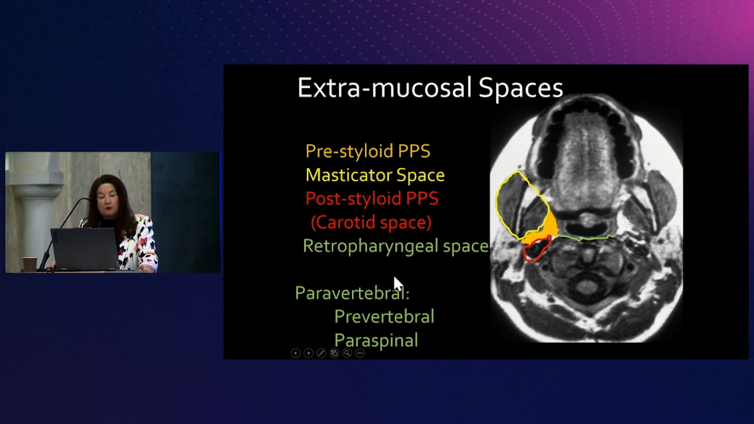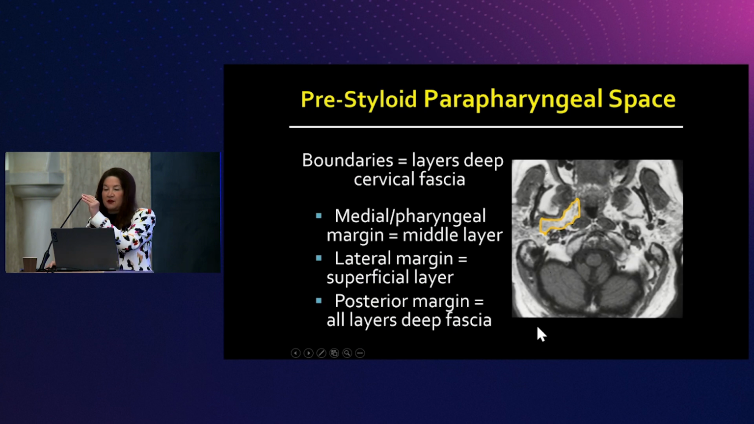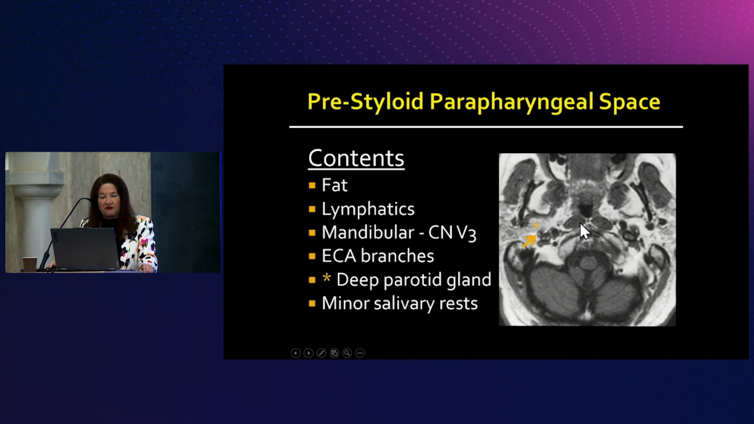And the paravertebral compartment has the prevertebral and the paraspinal components, and if we have time, we'll cover a few lesions there. So let's start first with the prestyloid parapharyngeal space. Again, it is in the shape of a boot. It contains predominantly fat, and it is bounded by the deep layers of the cervical fascia. The medial margin is made up of the middle layer. The lateral margin is the superficial layer of the deep cervical fascia, and the posterior margin comprises all of the layers of the deep cervical fascia.